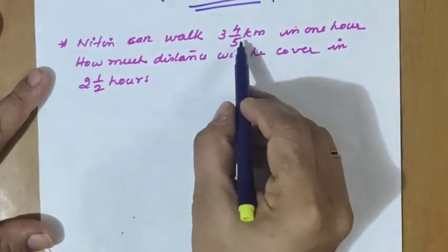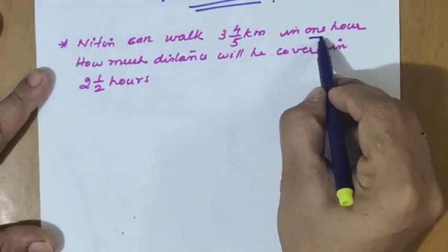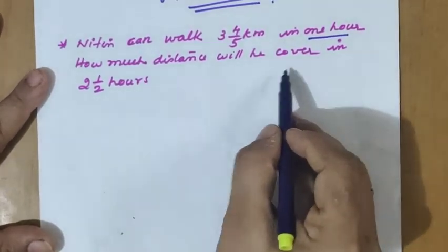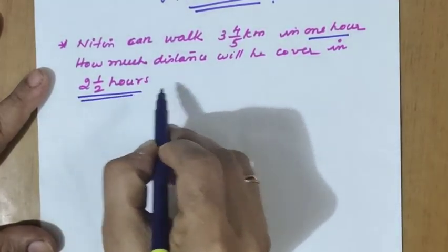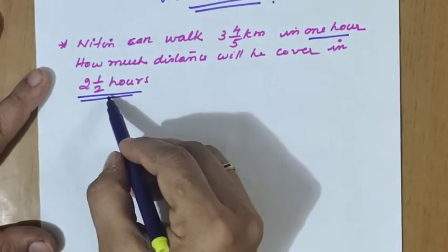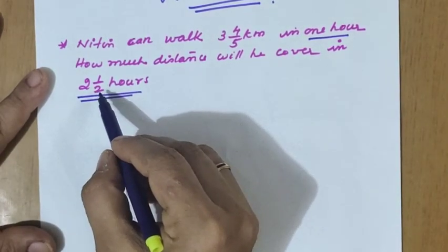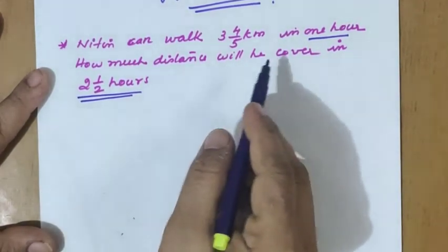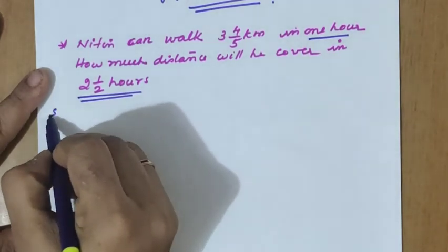Okay. Nitin can walk 3 integer 4 by 5 kilometer in 1 hour. How much distance will he cover in 2 integer 1 by 2 hours? So 1 hour is given. The question is asked for the distance in 2 integer 1 by 2, unitary method only. So we should do the multiplication. You know that very well.